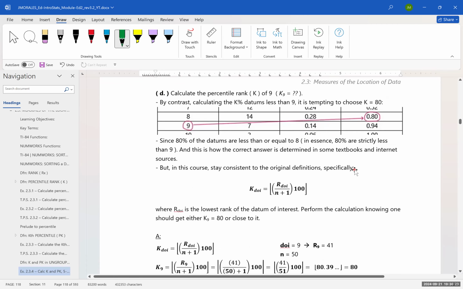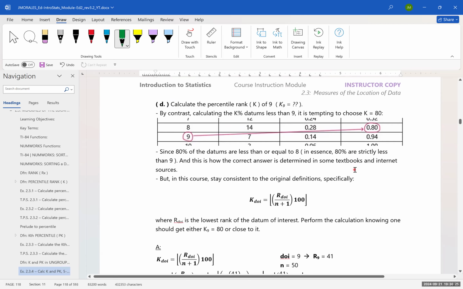Okay, now part D is going the other way around. So instead of given a rank, find the datum of interest, now we're given a percentile. Actually, we're given a datum of interest, and now we've got to figure out the percentile rank. So we want to calculate the percentile rank of 9. So here is 9 hours of sleep. And now we need to calculate what percentage of the datums are less than 9.